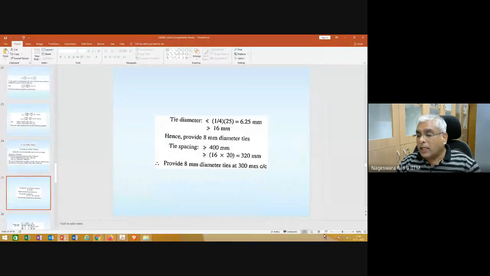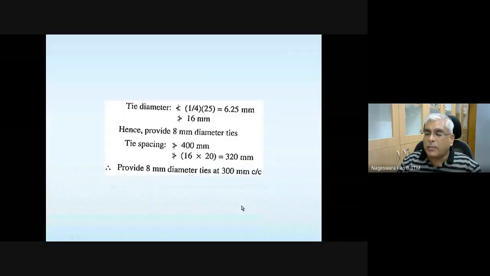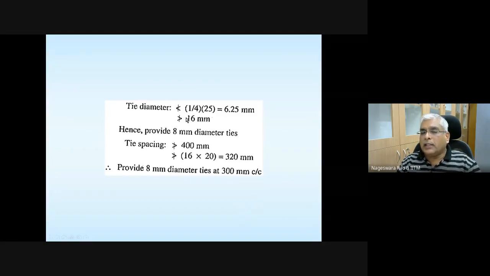Because when the diameter of the bar exceeds a certain value, bending it is going to be very difficult, so there is an upper ceiling on the diameter of the bar. The lateral ties are selected based on that. Hence provide 8 mm diameter ties. And once you decide on the diameter of the ties, the size of the bars you want to use for lateral ties, you can decide on the spacing.